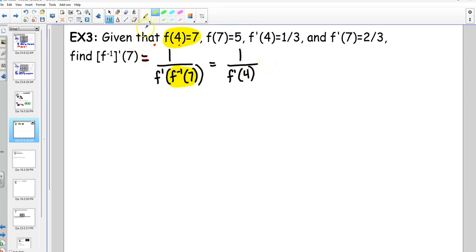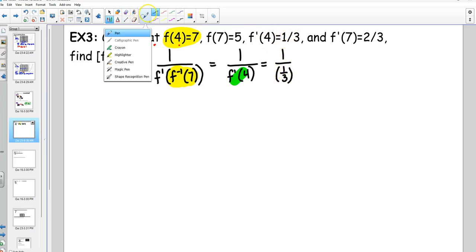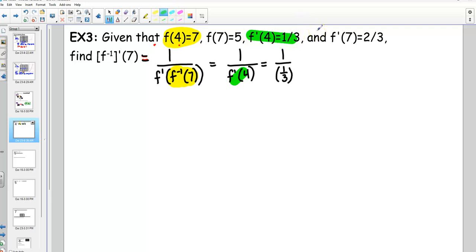Now I must find f prime of 4. What is our f prime of 4? 1/3. Right here. It's just given to us, right? F prime of 4 is 1/3. So we can replace that with 1/3. They are pretty much never going to leave a complex fraction as an answer. You could stop here, technically, but dividing fractions is easy as pie. We're going to flip the second and multiply. We'll just get 3 for our answer.